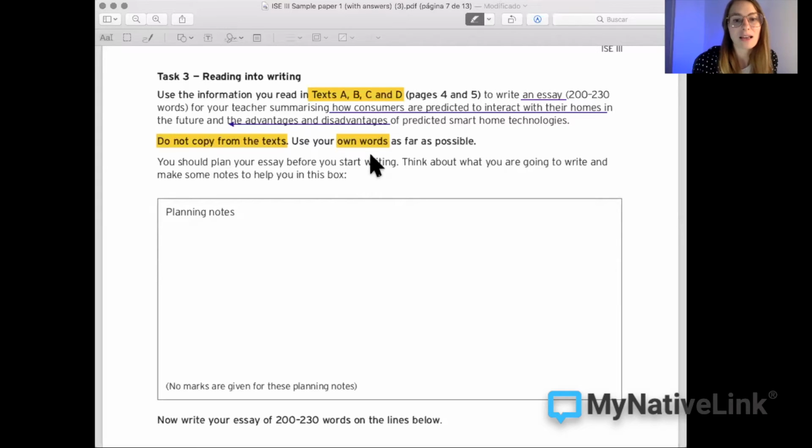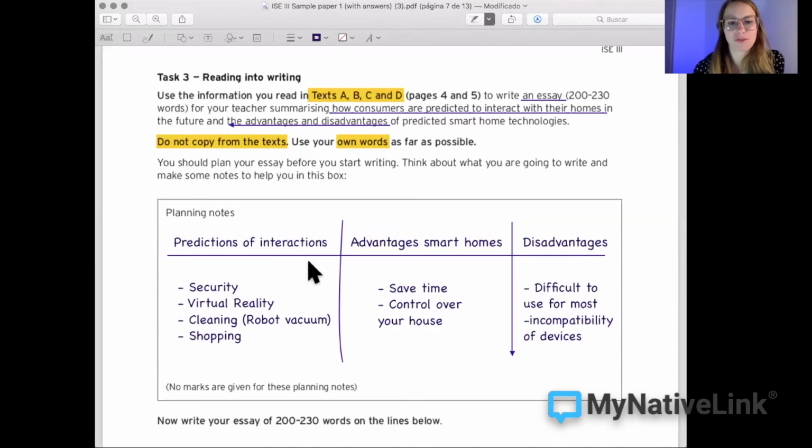Please plan your essay. So we've got 2 points. We've got how consumers are predicted to interact with their homes in the future, and the advantages and disadvantages of predicted smart homes. We're going to focus on the planning notes. So in the exam question, you've got the kind of text, and it also gives you some points you have to talk about. In this case, we've got how consumers are predicted to interact with their homes in the future. So predictions of interactions. And then we've got the advantages of smart homes and the disadvantages of smart homes. And you're going to have to find this information in the text, but it's good to divide this here.